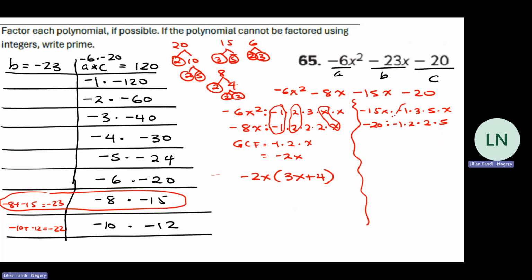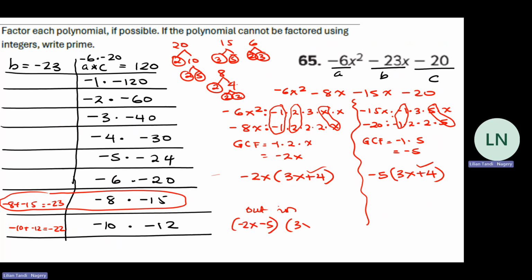All right, over here, negative 1 and 5. The greatest common factor is negative 1 times 5, which is negative 5. Negative 5 outside, 3x plus 4. My insides are the same, so I write my answer as negative 2x minus 5, times 3x plus 4. And I box my answer.